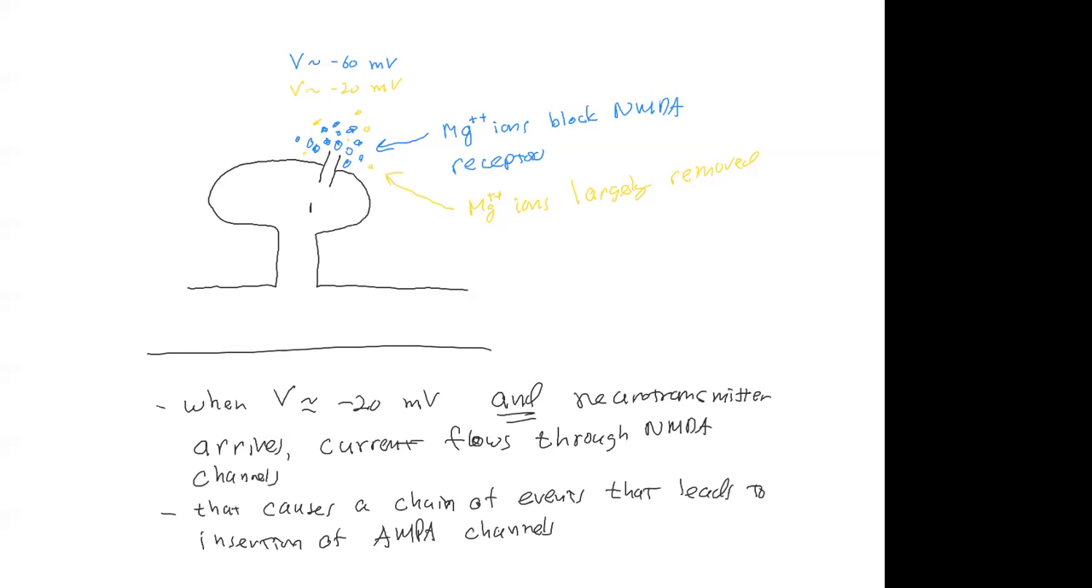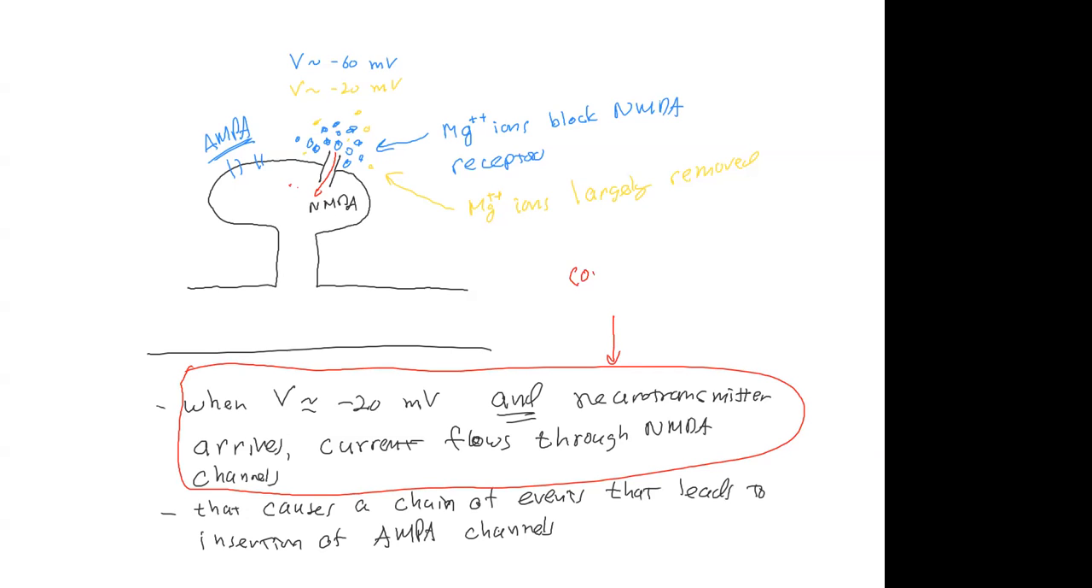Okay, so this is NMDA. If current flows through here, stuff happens, and you get AMPA. So it's a pretty complicated chain of events, but remember, these things are tiny, and this is what happened to evolve. And what's really, really important is that this is coincidence detection. Both the pre- and the post-synaptic voltage matter.